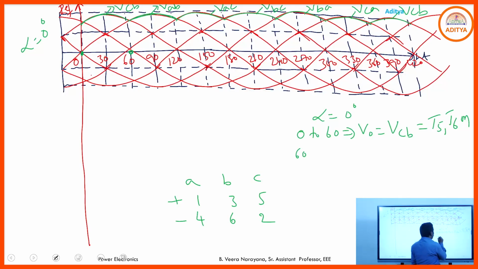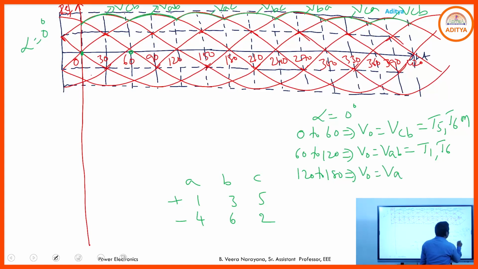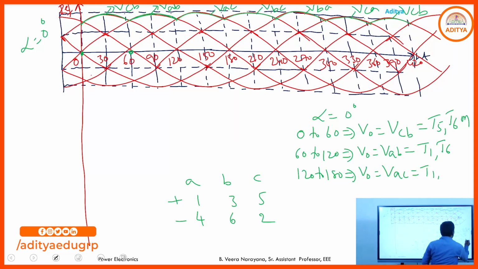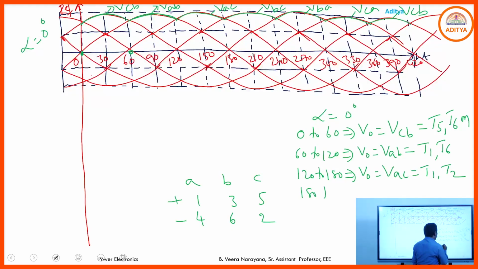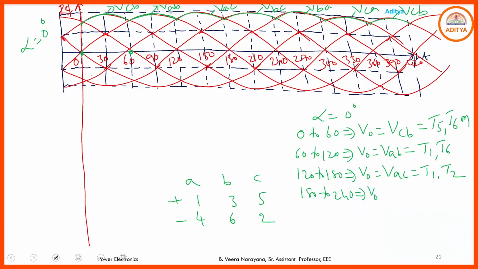From 60 to 120, what is the output voltage representation here? VAB. VAB means phase A positive group SCR 1 and phase B negative group SCR 6. So T1, T6 will be in the on state. And 120 to 180, what is V naught? VAC. VAC means phase A positive group SCR T1 and phase C negative group SCR T2.